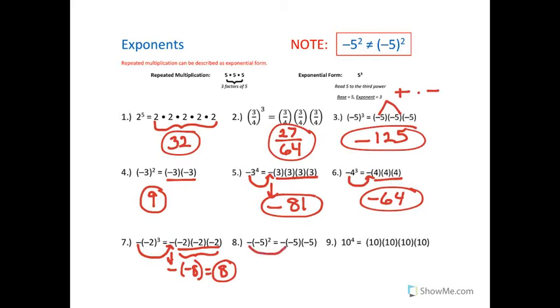Same thing, bring that down, negative, and then 5 times 5 is a positive 25. So our answer is -25.